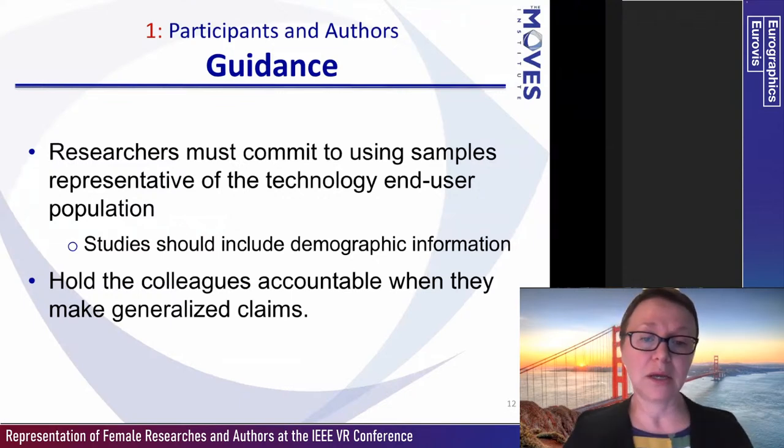So the guidance that the study authors provided is that as researchers, it's our responsibility to commit to using samples representative of the technology and user population. The suggestion is that studies or manuscripts, when they're presented, should include demographic information. And as a community, we should follow those good practices, but we should also, when reviewing those manuscripts, hold our colleagues accountable, especially when they state generalized claims and in cases when they may not have a good sample representation of the end user population.